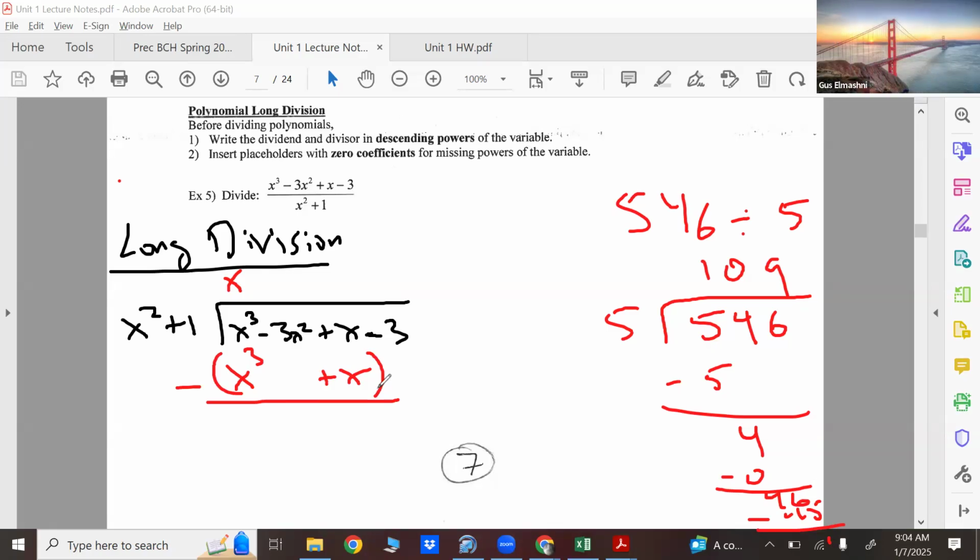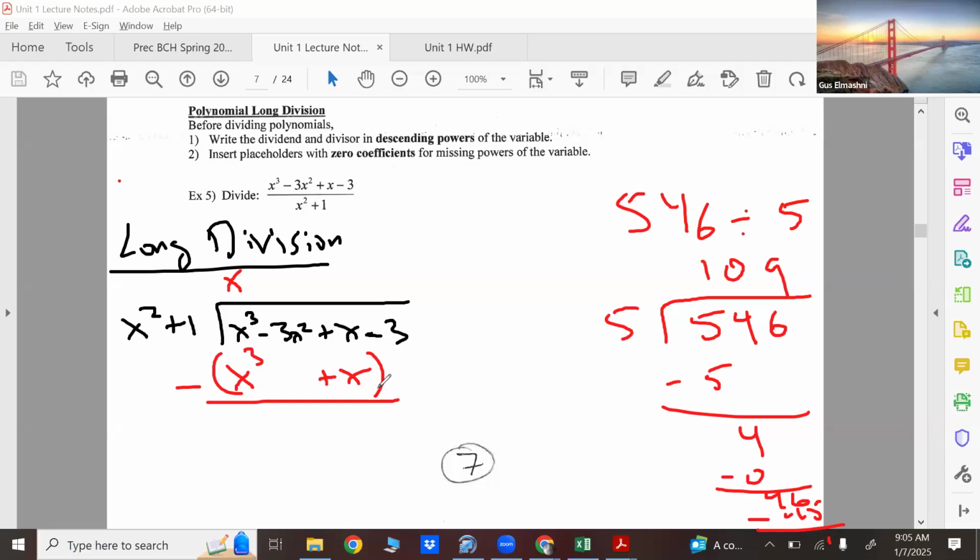So what you do is multiply x squared by x, because you're asking what do you multiply this by to get to this? Just like, what do I multiply 5 by to get to 5 here? 1, right? The same thing here. What do you multiply x squared by to get to x cubed? X, exactly. But then you have to multiply x squared plus 1 by x. What's x squared plus 1 times x? X cubed plus x. Then you subtract, just like over here.